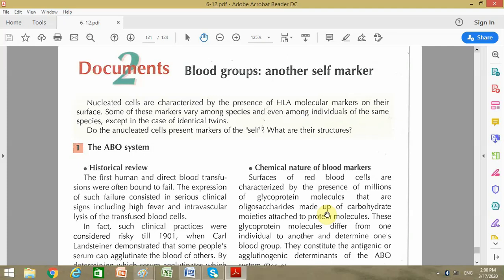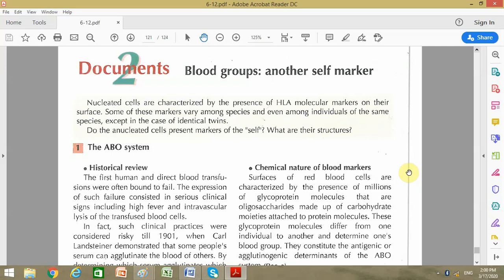Grade 12. Today we will continue our chapter and discussion about the immune system and the components of the immune system. And as you remember in document 1, we discussed the HLA proteins, which are found on all nucleated cells of the body, and they are identity markers unique for every individual. Today we will be talking about the blood groups, which are another self-marker.